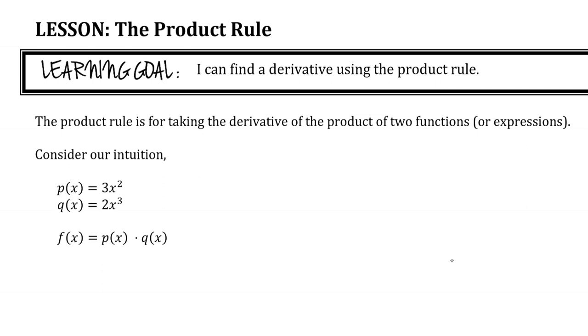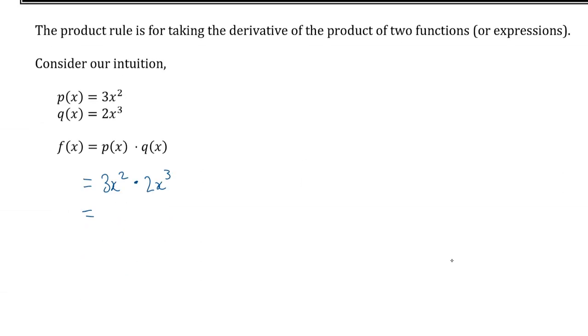If f at x is p at x times q at x, and here's p at x, and here's q at x, you don't even actually have to have this written down if you don't want to. You can just watch. You could write it down after. So if p at x is 3x squared times q at x, which is 2x cubed, how can I simplify this? 3 times 2 is 6x to the 5th. Yes? So what's f prime?